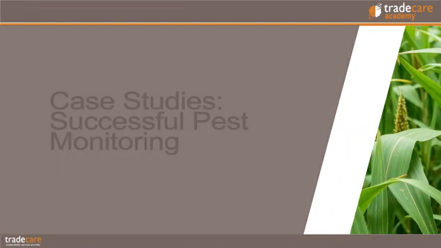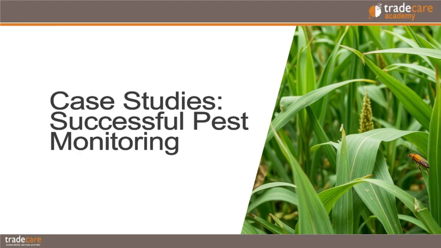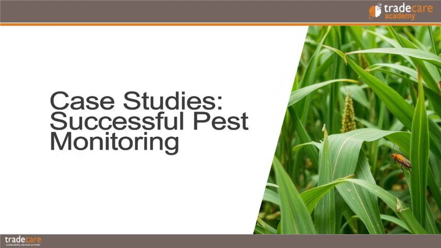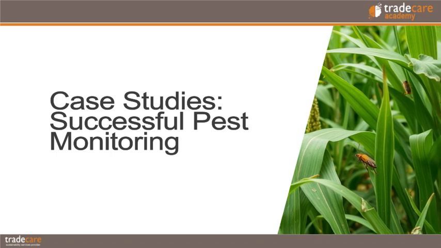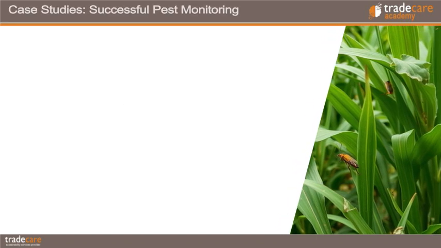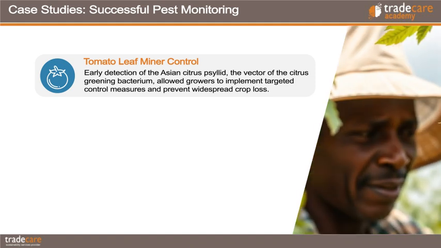Case studies: successful pest monitoring. In this section, we will explore real-world case studies that highlight the success of effective pest monitoring in agriculture. The first case we will look at is the tomato leaf miner control.